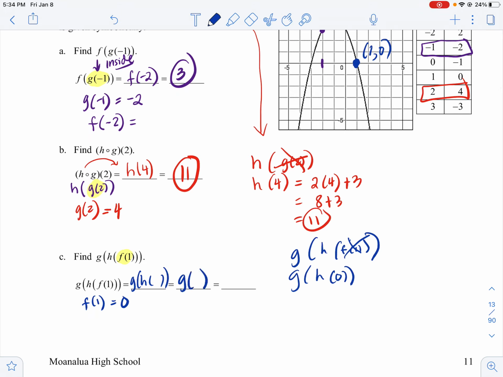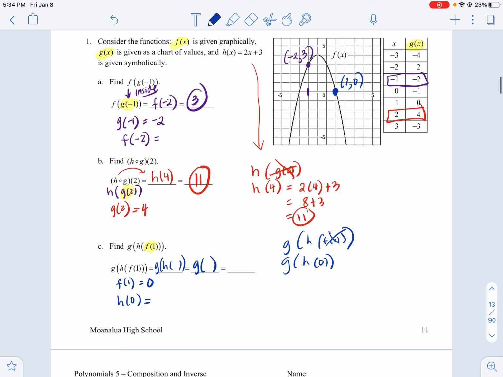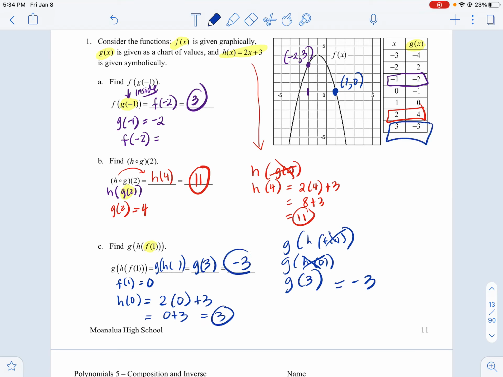So g of, what is h of 0? Because we're talking about h, we're talking about the formula here. So this is 2 times 0 plus 3. 2 times 0 is 0, so that's 0 plus 3, that's a 3. So h of 0 is 3. And finally, what is g of 3? G of 3 is, according to the table, negative 3. So our final answer is negative 3.